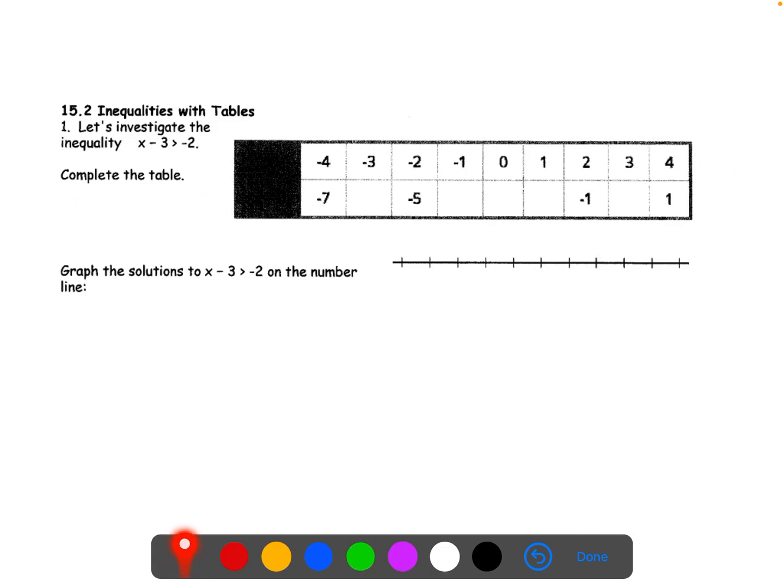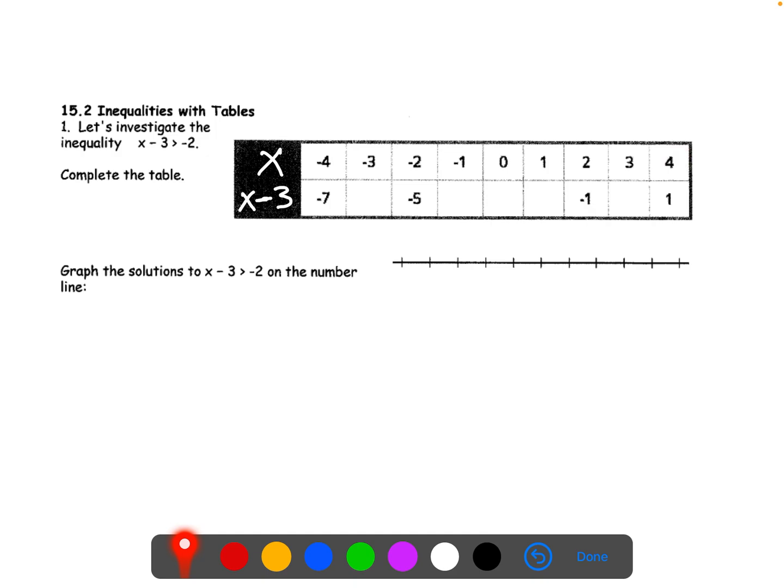It says, let's investigate the inequality x minus 3 is greater than negative 2. We're going to complete the table. Now, unfortunately, this copied very terribly, but what we have here in the top, that's our x value. And then in the bottom part of the table, it's our x minus 3 part. So what we're doing here, and for all 3 of these examples, we're using the same values for x. These are just hypothetical values.